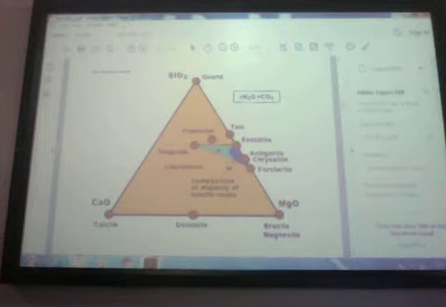So the lherzolites are peridotites containing additionally clinopyroxene. They are also formed at the mid-ocean ridge, together with the dunites and the harzburgites.